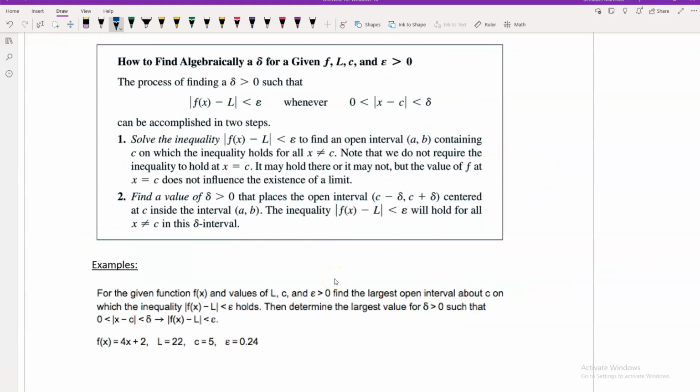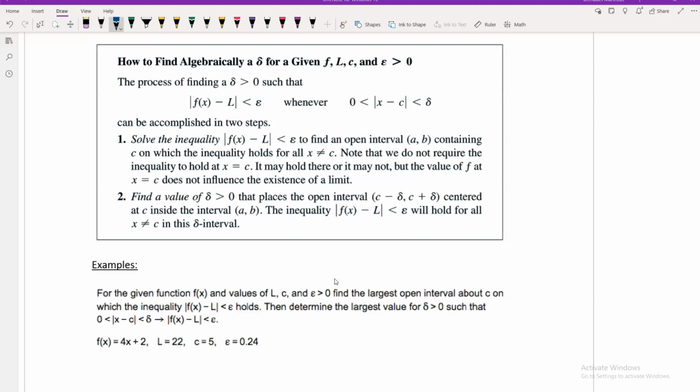How to find algebraically delta for a given function f, and L, C, and epsilon greater than 0. The process of finding a delta greater than 0 such that absolute value of f of x minus L is less than epsilon whenever absolute value of x minus C is between 0 and delta is by following these two steps. Step 1, we have to solve the inequality absolute value of f of x minus L less than epsilon.